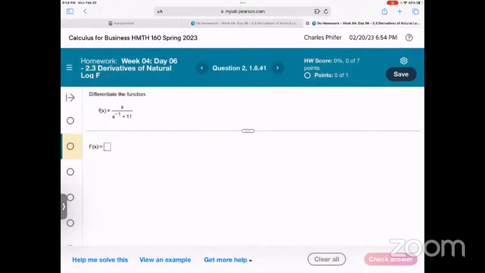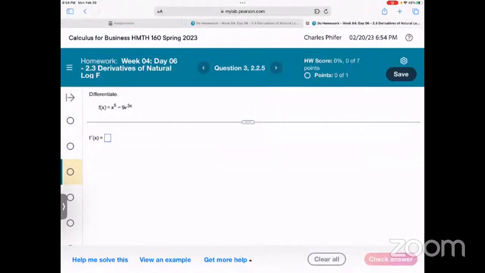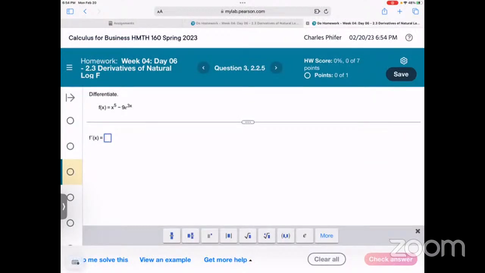That's chapter 1. This one comes from section 2.2, question 5. We're asked to take the derivative. That first term, its derivative is 5x to the power of 4. The derivative of an exponential is itself, so we're still going to have negative 9e to the power of 3x. But then we need to say times the derivative of the power, so times 3, which makes this a 27. Okay, I'm going to go with this.